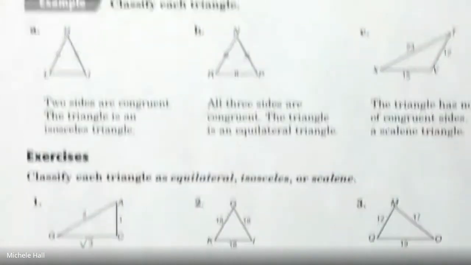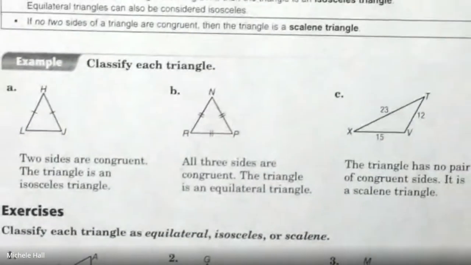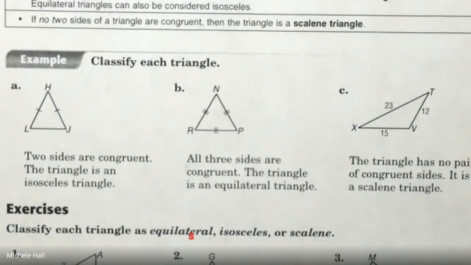Looking at examples A, B, and C. Now we're classifying. What are they marking on this? What are we classifying according to? On A, B, and C, how do I know? I'm classifying according to.